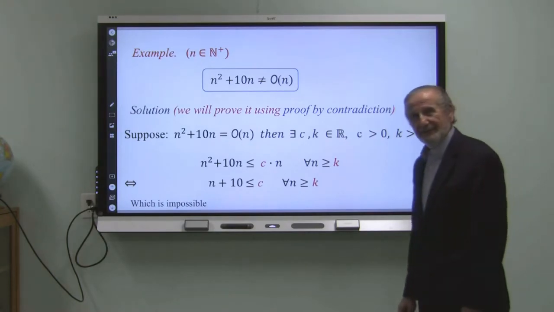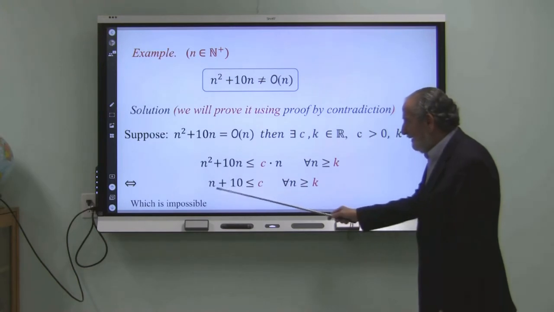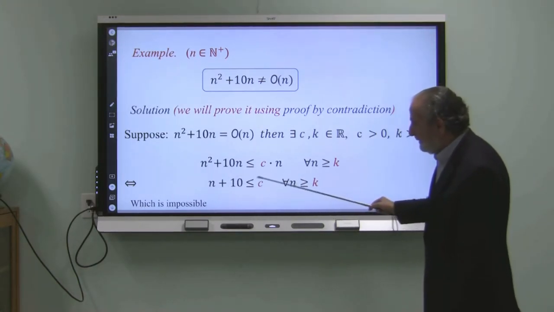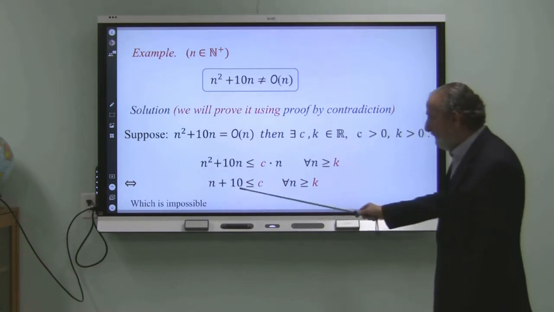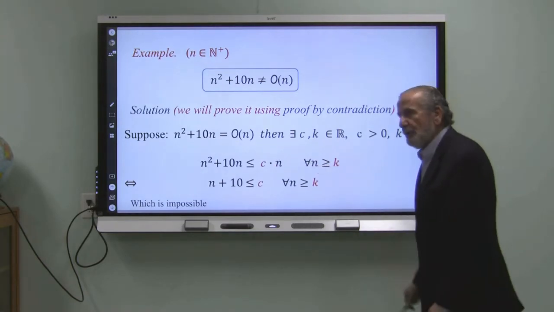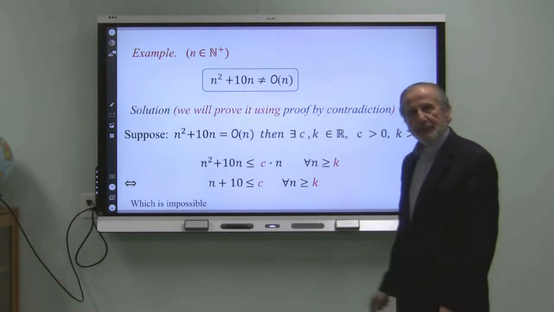Is that possible? It's impossible. It's impossible to say that for any n greater or equal than k, n plus 10 will still be less or equal than c. It's impossible. Why did we get this problem? Because we assumed that n squared plus 10n is big O n. Therefore, n squared plus 10n is not big O n.